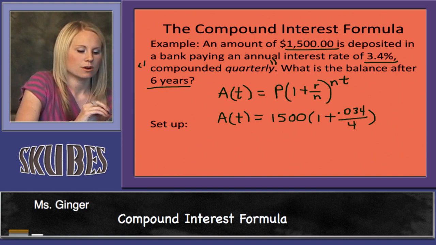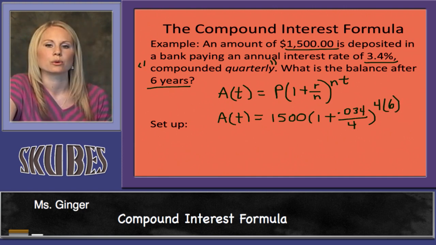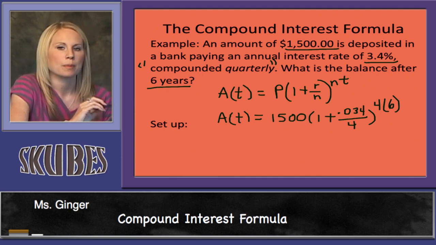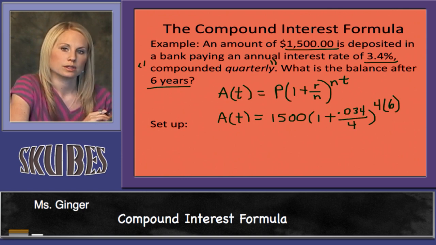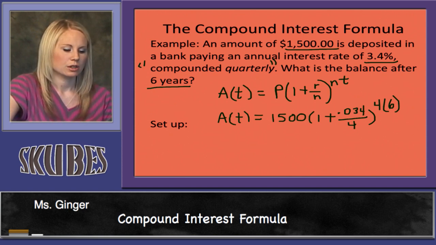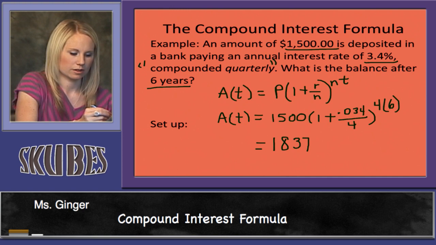Over my n of 4, that n also is present up as part of the power, and then 6 years for t. So we're all set up now. Now we have to be really careful with order of operations. We just want to do things in the correct order. So I recommend starting with the power, then moving to the group inside parentheses, and then multiplying by 1500. You're sort of going backwards here, the way it's set up. When you do that, we will arrive at around $1,837.86 approximately.